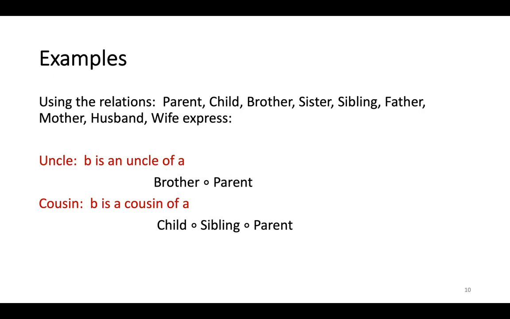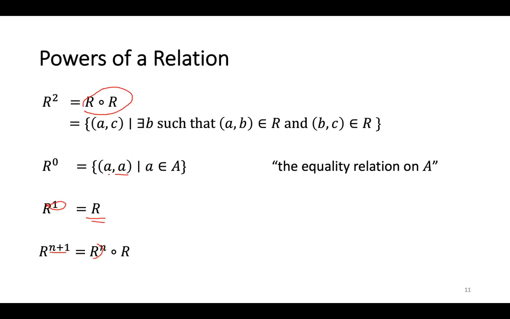It has three relations to describe this. So this is child of sibling of parents. So that's why child circle sibling circle parent. So we can combine them together. It is the same as cousin. Okay, we can use this kind of rule with powers of relation.